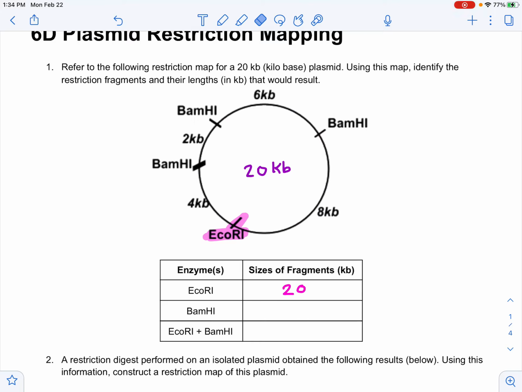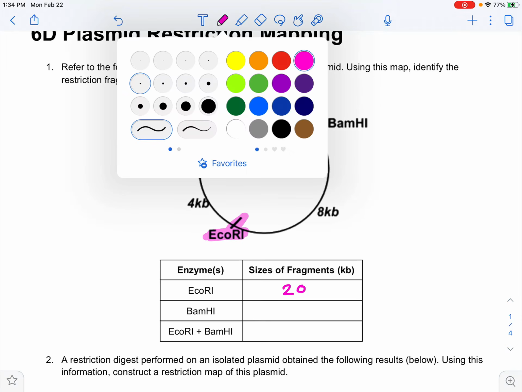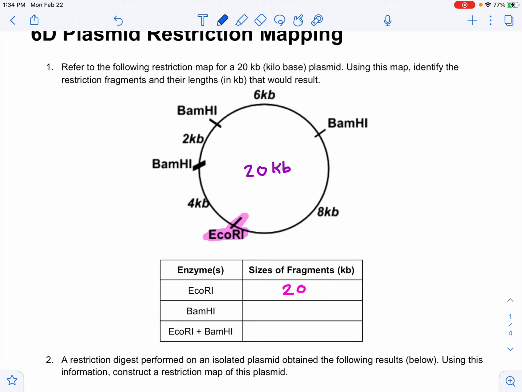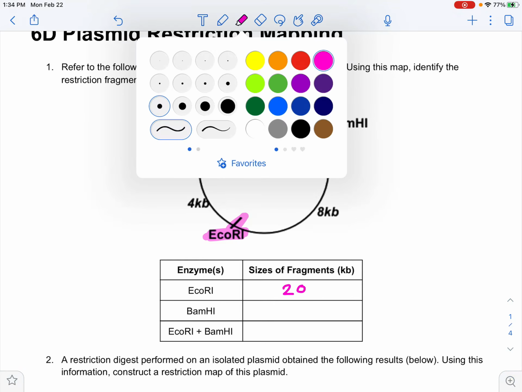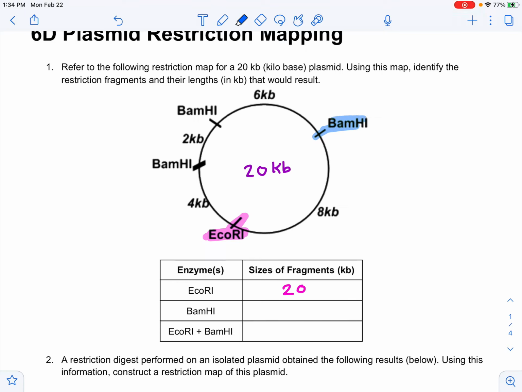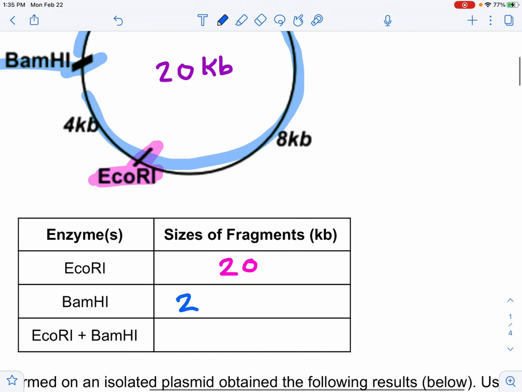If we cut this with BamH1, notice that it'll make 3 cuts, one there, one there, and one there. So we'd end up with fragments that are 2 kilobases, 6 kilobases, and 8 plus 4 is 12, 12 kb. So 2, 6, and 12.